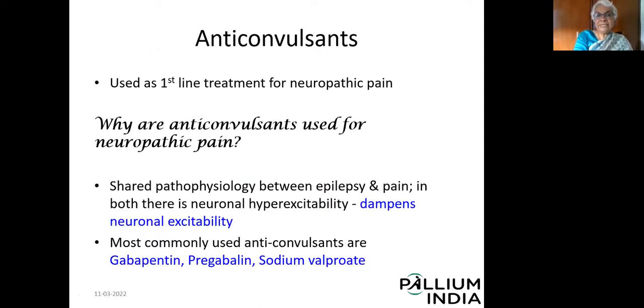Now, anticonvulsants. This is, like I said, the first line treatment for neuropathic pain. Why are anticonvulsants used for neuropathic pain? Because the underlying pathophysiology of epilepsy and pain is the same. In both, there is neuronal hyperexcitability, and these drugs dampen the neuronal excitability. And the commonly used drugs are gabapentin and pregabalin.